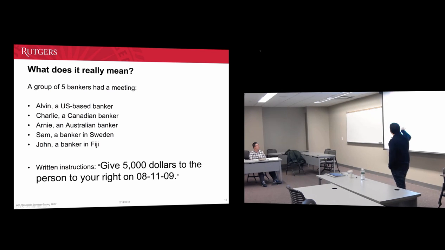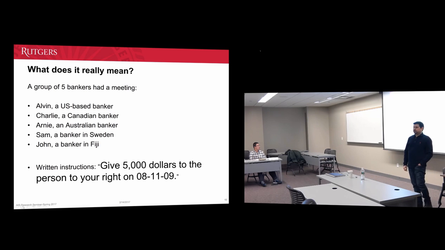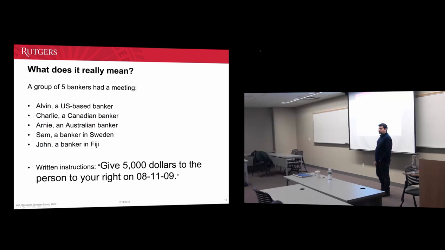Think about this. You have a group of five bankers, they had a meeting: Alan, Charlie, Arnie, Sam, and John. They were sitting and each one of them received written instructions. So you read it. Now, what do you think can happen as misunderstandings?